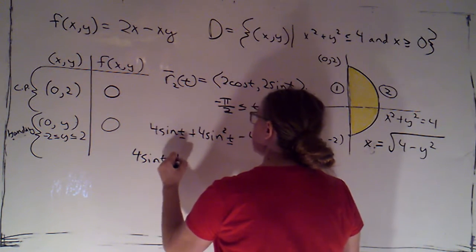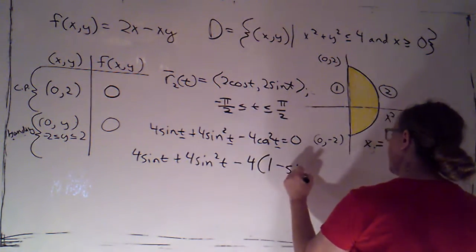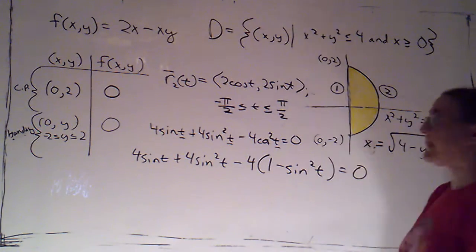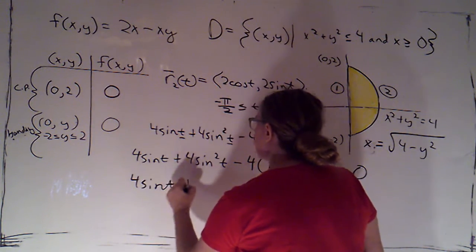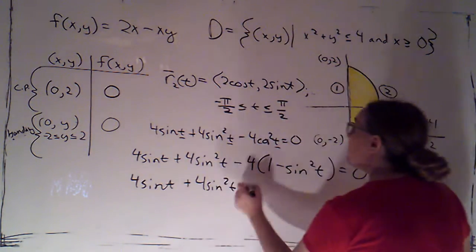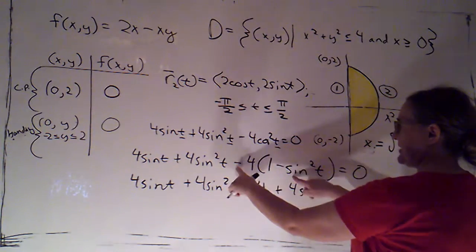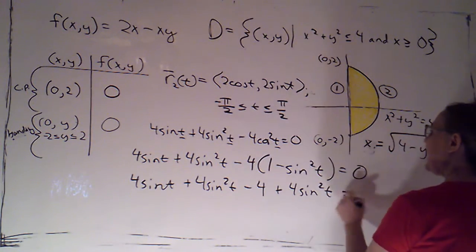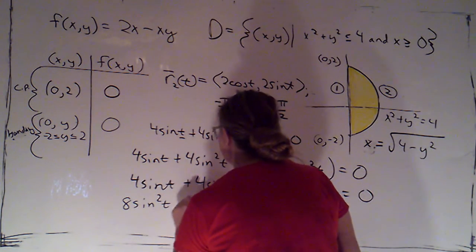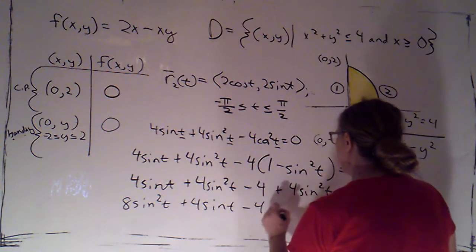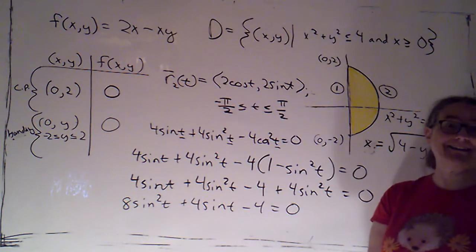So this is 4 sine t plus 4 sine squared t minus 4 times 1 minus sine squared t, and I want that to equal 0. So 4 sine t plus 4 sine squared t minus 4 plus 4 sine squared t, because I'm distributing the negative as well as the 4, I need that to equal 0. Let's see, that's 8 sine squared t plus 4 sine t minus 4 equals 0. Excellent. That is a quadratic in sine.